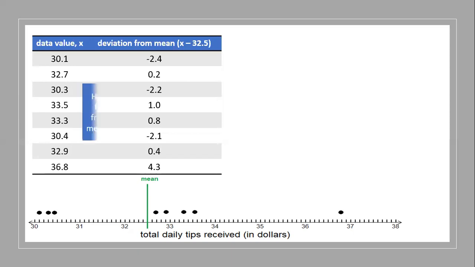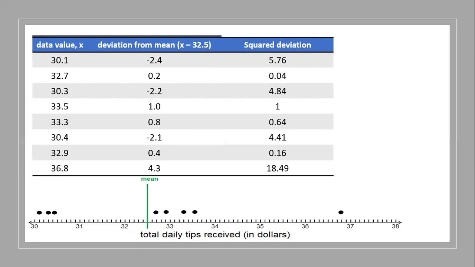And a way that we do that, after we've figured out how far each data value is from the mean, is we square those deviations. So for every single one of those deviations from the mean, after I've figured out how far a data value deviates from the mean, I'm going to square that difference. So the data value 30.1, that was 2.4 dollars below the mean. When I square that, I'll get positive 5.76. The data value of 32.7, that was 20 cents above the mean. When I square that, I'll get 0.04, or 4 cents.